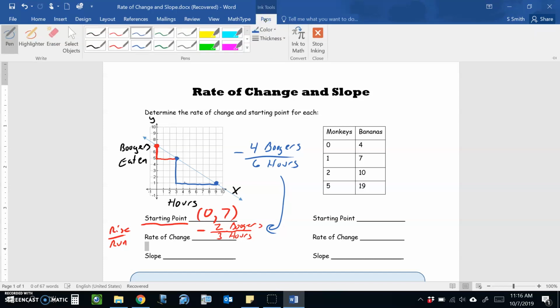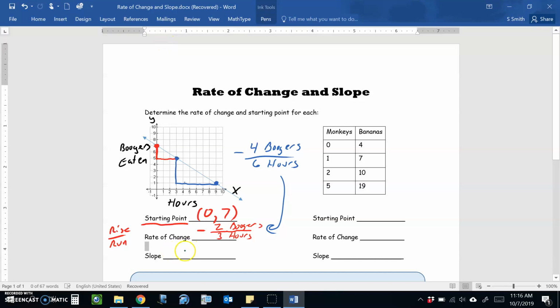Now, the slope, here's the thing. Slope is the same thing as rate of change.